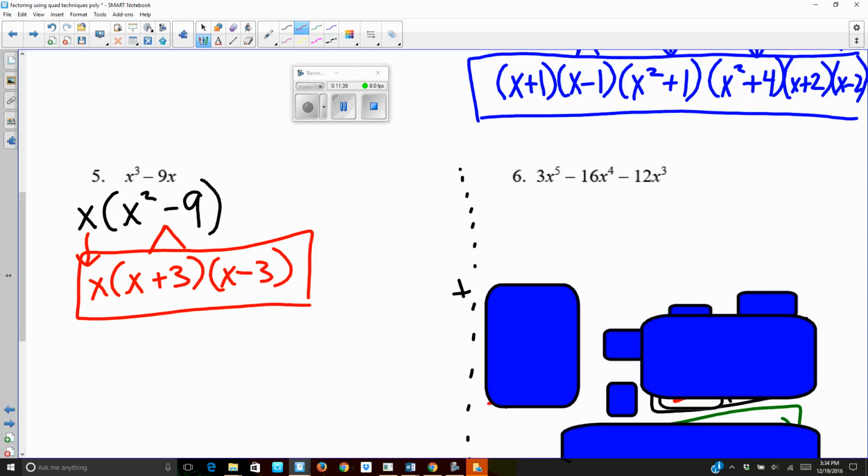All right, number 6. Number 6, same thing. You've got a greatest common factor in this problem. The GCF is x to the 3rd power. They all have an x. The smallest exponent of the problem is x to the 3rd, so they all have at least 3 x's. So your first step in this problem should be to factor out an x to the 3rd.